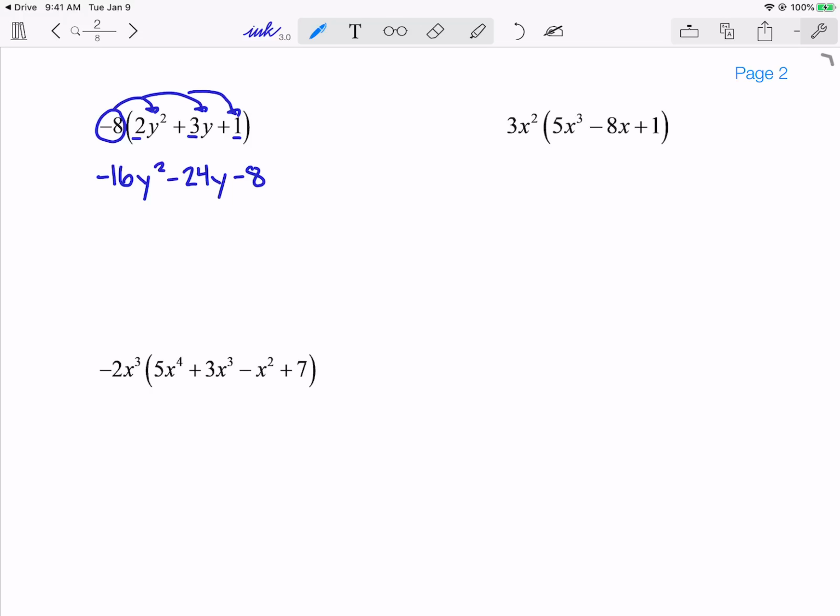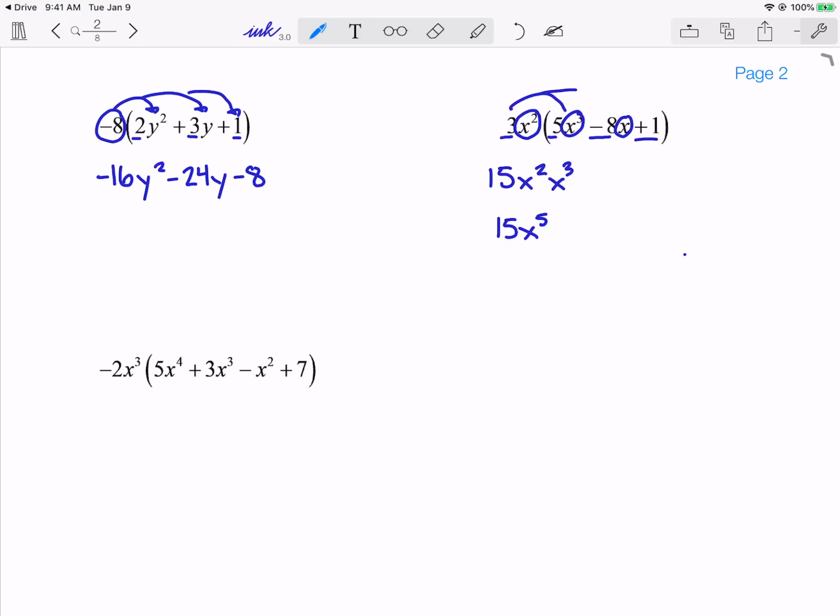So in the next one, I'm distributing a positive 3x squared to each of the three terms. So I'm mostly going to focus on multiplying the 3 times the 5, -8, and positive 1, and then I'm going to multiply the x squared times the x cubed, the x, and then this term doesn't have any x's, so I could think of it as x to the 0. So 3 times 5 gives me 15. When I multiply x squared times x cubed, I add the exponents. So 2 plus 3 gives me 5. So I've got 15x to the 5th.